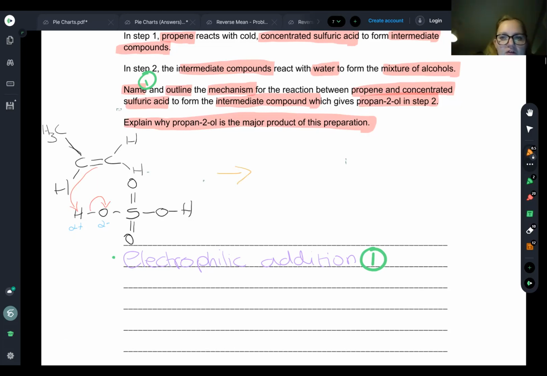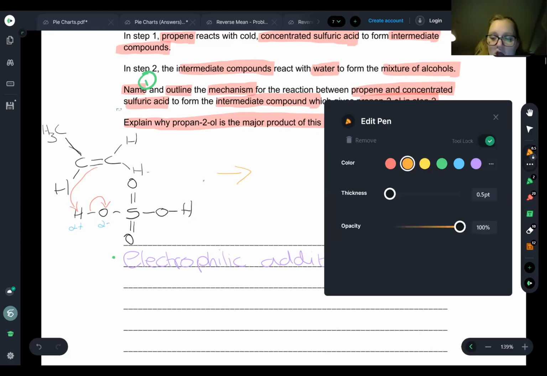Name and outline the mechanism of reaction between propene and concentrated sulfuric acid to form the intermediate compound, which gives propan-2-ol in step 2. Okay, so we now just need to draw the intermediate. We don't need to draw the propan-2-ol out. So that is fine. So that's basically our carbocation that we're going to start drawing out now. So let's get that up.